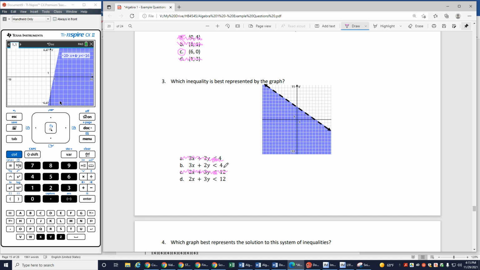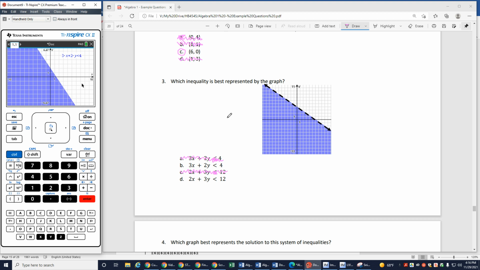I'm going to graph B, and if B works, I'm done. If not, then I know it's D, but I'm going to graph it just to check. Okay, so I'm going to double tap on my cursor there, and then use my trackpad to do that. And then I'm going to delete out what was in there, and I'm going to type in 3x plus 2y and then less than 4. So remember, we're going to go control equals so that we can get less than 4.